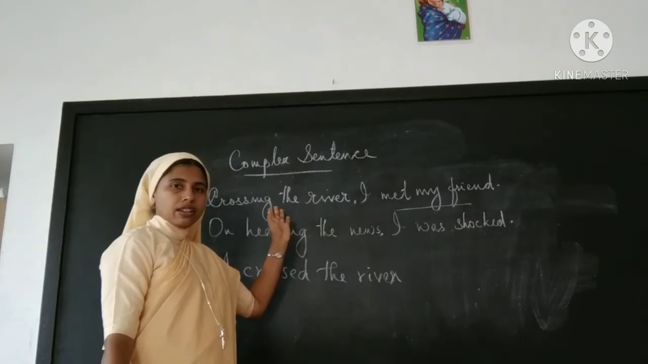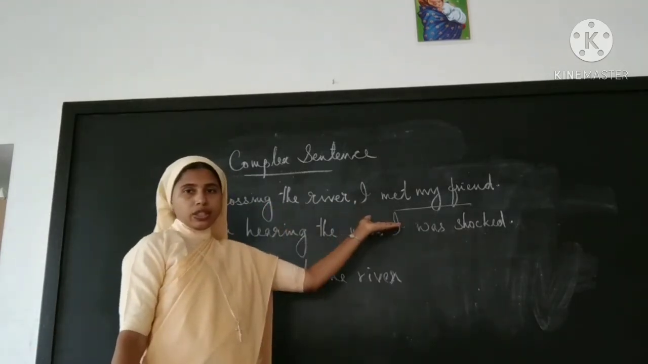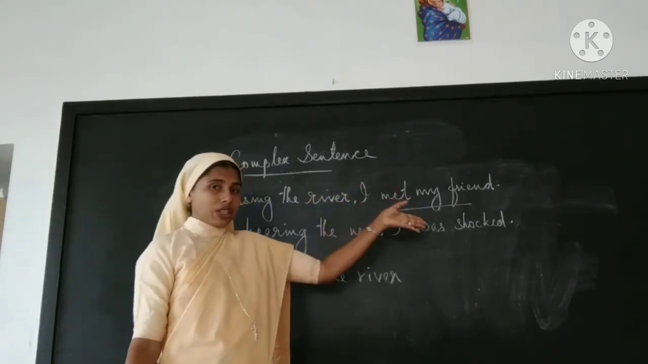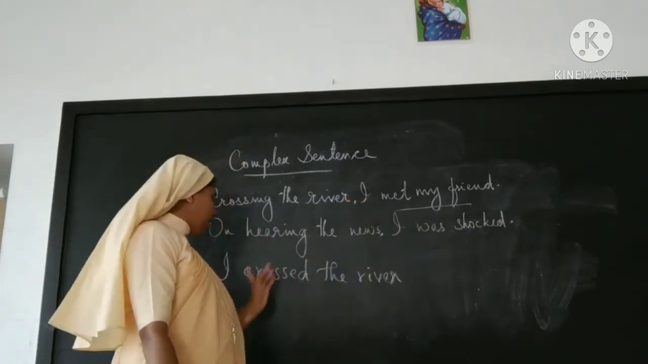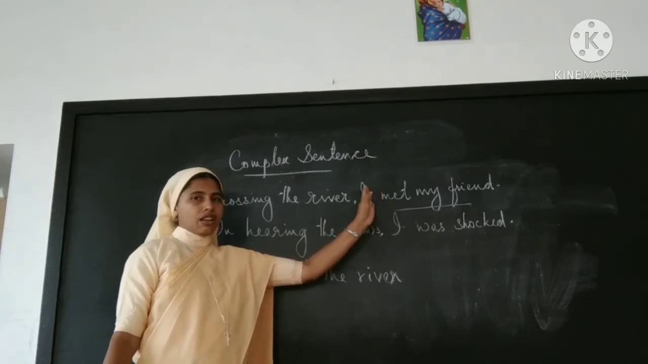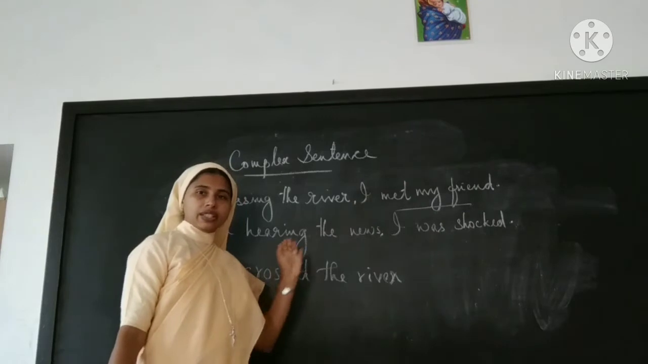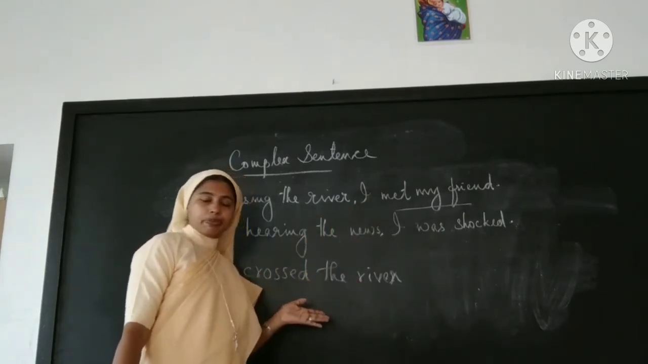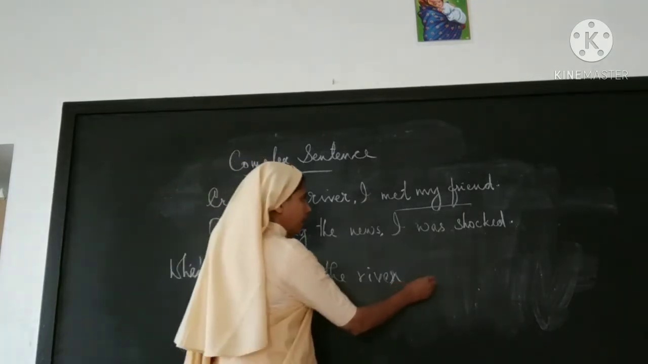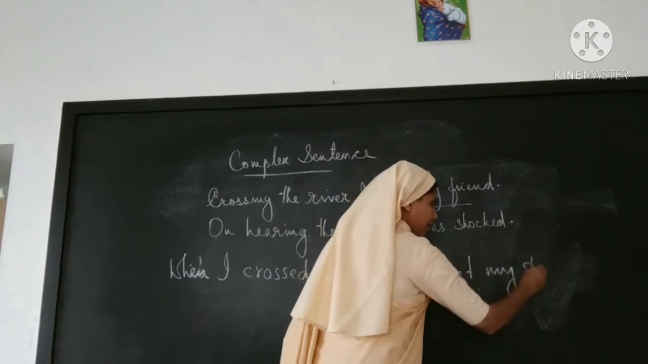I expanded this phrase into a clause. That means there is subject and predicate. I is the subject. There is no other subject, that's why I have taken the same subject here. From the structure of this sentence, we understood that this is past tense, so I made the same tense here in the first part. When I crossed the river, I met my friend.